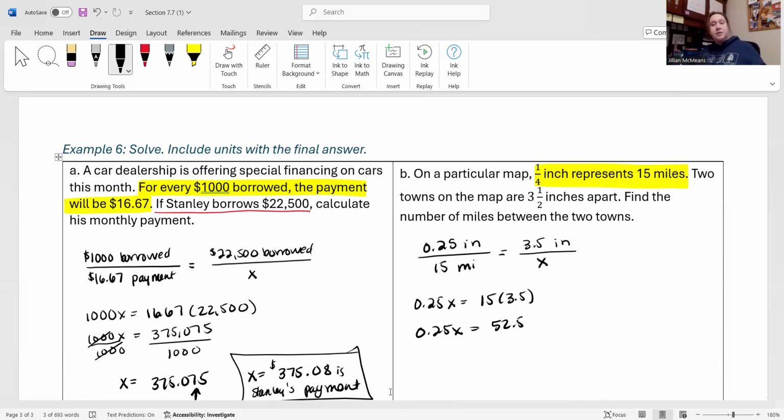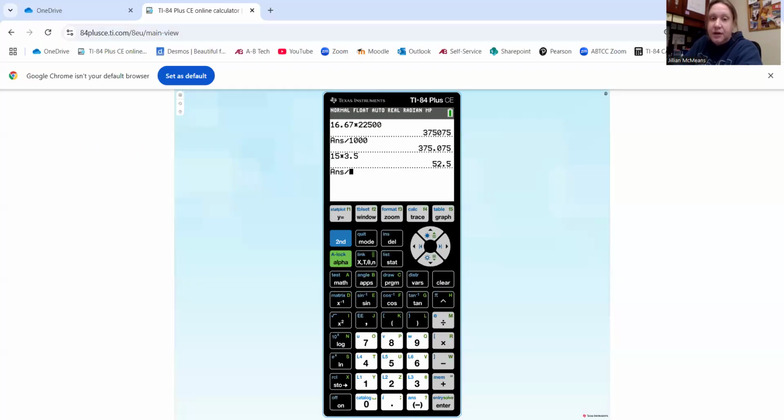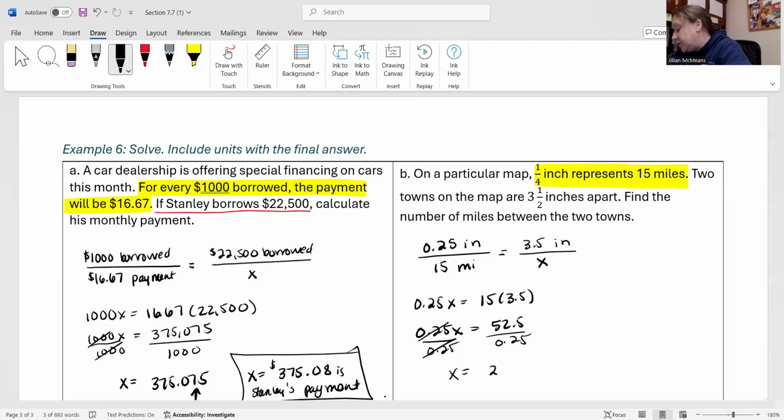And then I need to get x alone, but my issue is it's being multiplied by 0.25. To undo that multiplication, I divide both sides by 0.25. Well, 0.25 divided by itself is 1. 1 times x is x. And let's see what we get here. We want to take the 52.5 and divide it by 1/4 or 0.25, and we get 210. So that tells me these 2 towns were 210 miles apart.